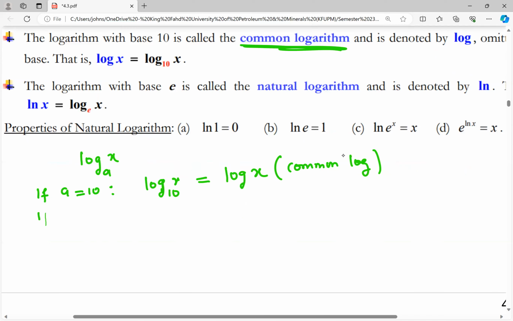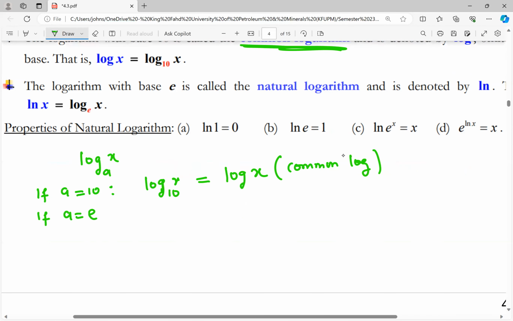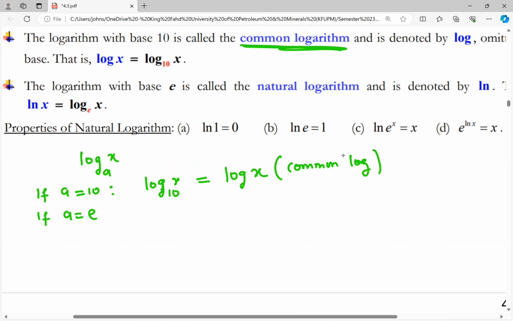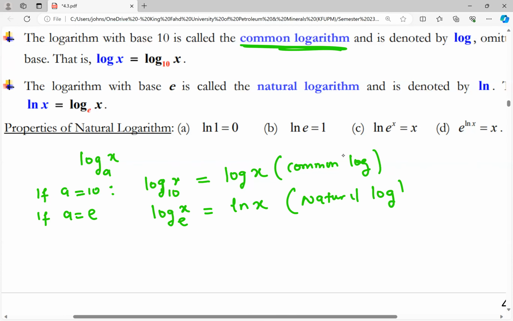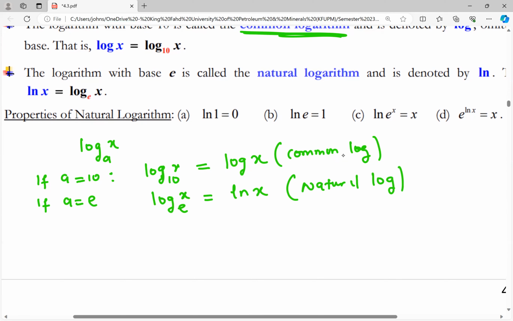Now, if you take a to be equal to e, remember we discussed e, the number 2.71 something, it means it's going to be log to base e of x. What is log to base e? Another name for it is ln, which is the natural log. So you have ln of x. This is what we call the natural log. And now you can see that all these properties still hold.